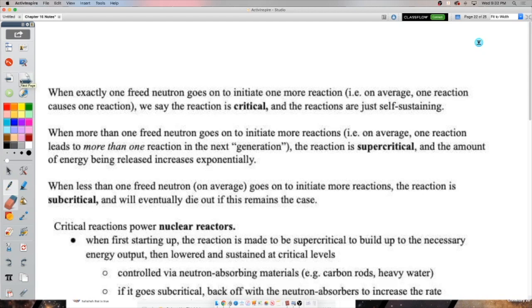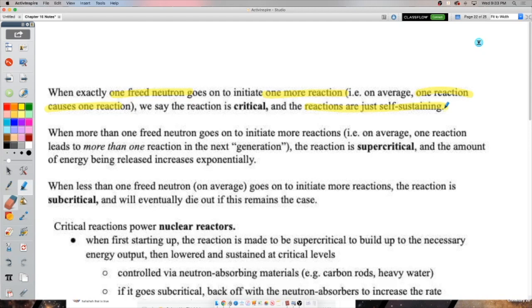Now, just some definitions that we have here related to these nuclear fission reactions, these chain reactions. When exactly one freed neutron goes on to initiate one more reaction, so when you have a fission reaction, it makes one neutron, and then that one neutron goes on and makes one more fission happen. One reaction is just causing one reaction, right? And so the energy getting output is not growing, but it's not shrinking, it's just staying the same, right? You got one reaction, one reaction, one reaction, all putting out the same energy, okay? So every second, you're always going to be getting the same amount of energy out. It's just this self-sustaining cycle of reaction causes reaction causes reaction, not reaction causes 5 reactions, causes 25 reactions, causes 125 reactions, okay?